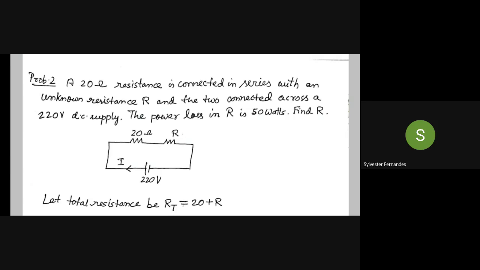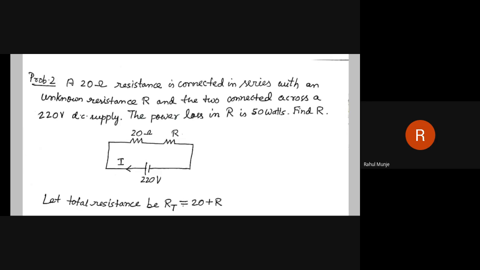We have voltage, we have another resistance, but we do not have the value of current. But we have the value of power loss, which is 50 watts, that is given. So the power loss in R is 50 watts. So from there we can find out the rest. Anyone wishes to try this problem? Otherwise I'll explain the problem.